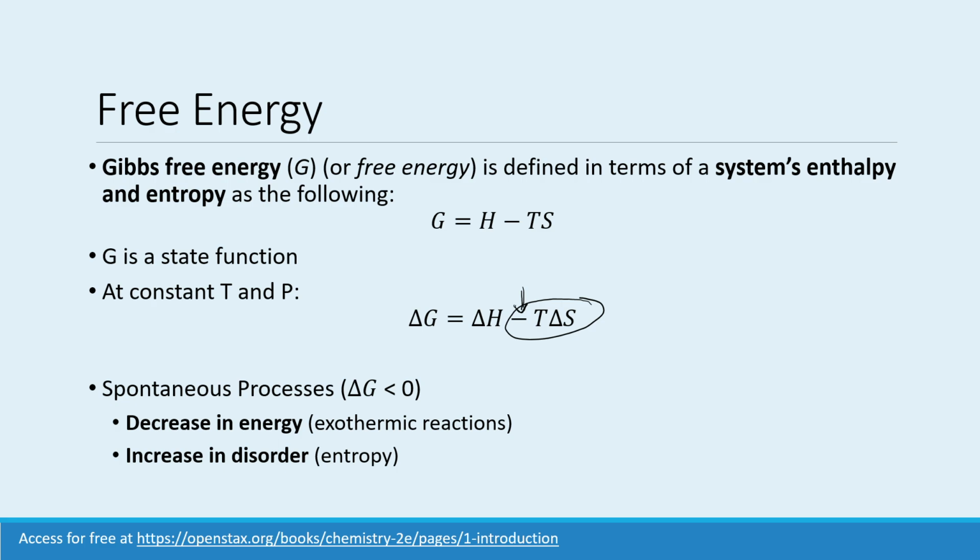Okay, and also we know that exothermic reactions favor a spontaneous process. And so remember that exothermic reactions are going to have a negative delta H value, right? And so if delta H is negative, then again, that's going to help delta G be more negative and favor a spontaneous process. So just keep in mind exothermic reactions, with a negative delta H value, and an increase in disorder, a positive delta S value, both of those are going to contribute to spontaneous processes.